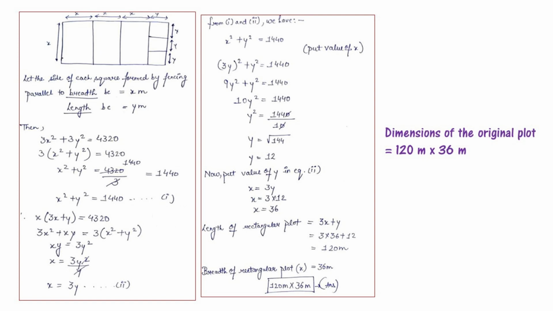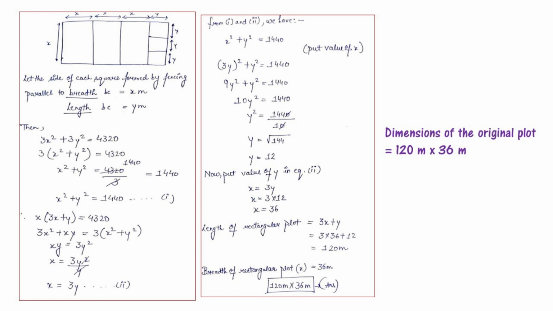Now taking x in common, in bracket 3x plus y is equal to 4320. That will come 3x square plus xy is equal to 3 in common, x square plus y square. That will be xy is equal to 3y square. Now we will solve this. x is equal to 3y square divided by y, y will cut down. That will become equation 2: x is equal to 3y.